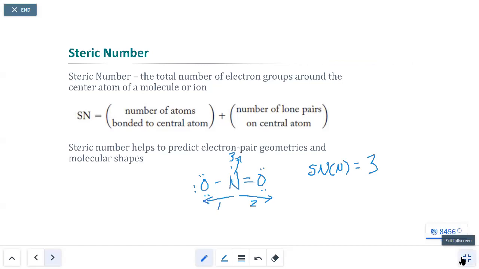Why we care about steric number is because steric number is going to help us predict shapes. Steric number drives our electron domain geometries. And as we know, the electron domain geometries drive the shape itself. So it kind of hinges back to this idea. If we can establish a steric number, we can start to establish its 3-dimensionality.